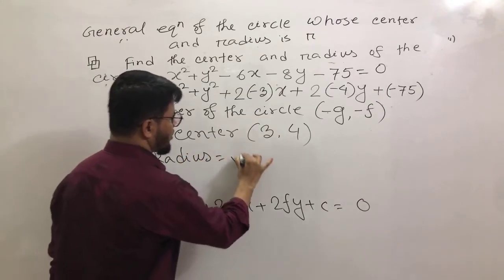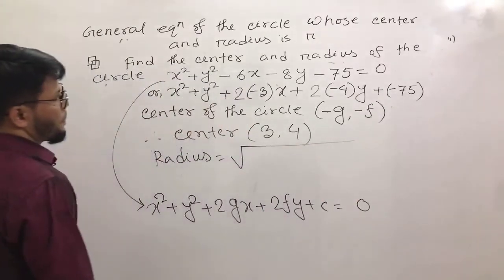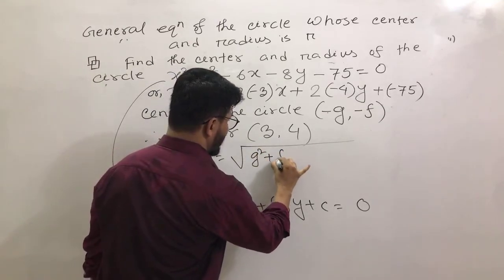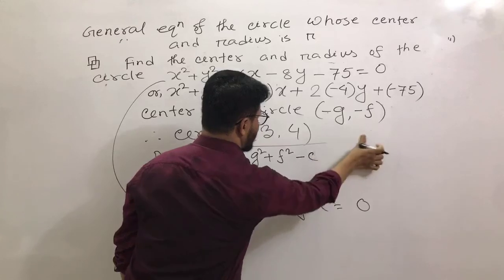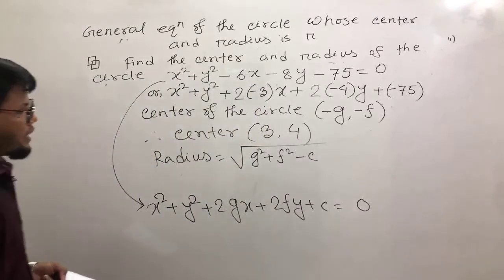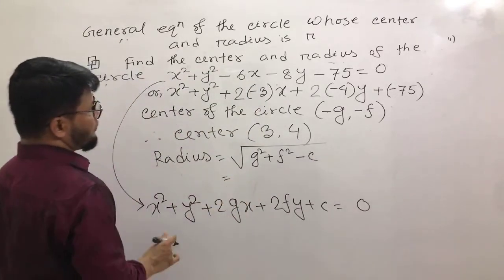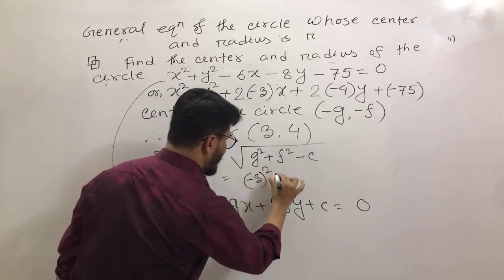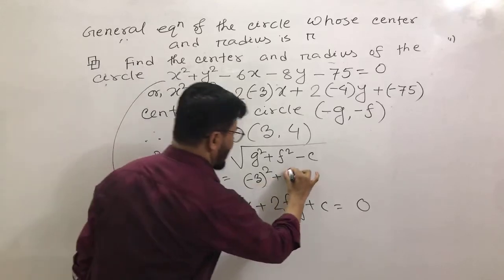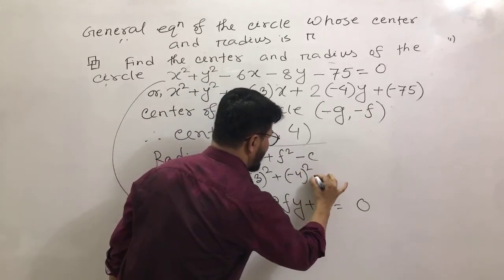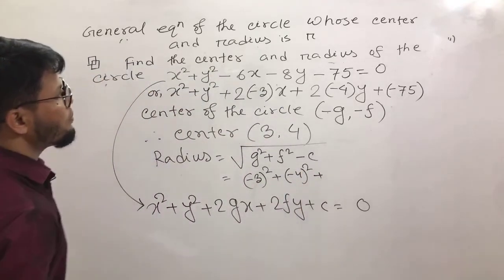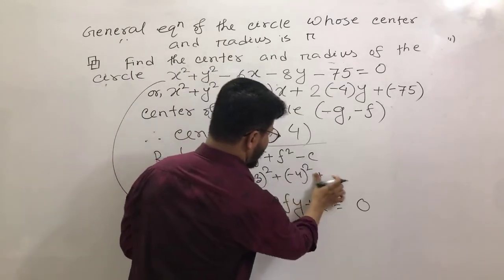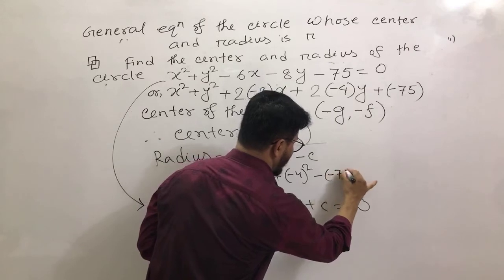Radius equals root over g square plus f square minus c. So the value of g is minus 4, so g square plus f square, and minus c. So this is now minus c, so minus 75.